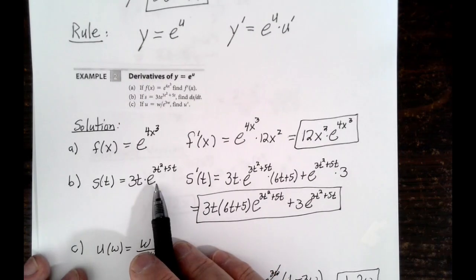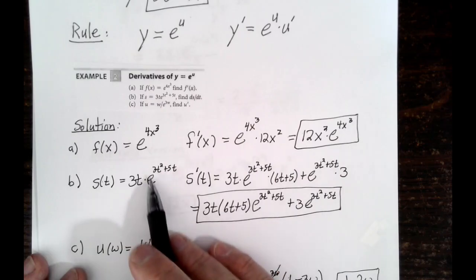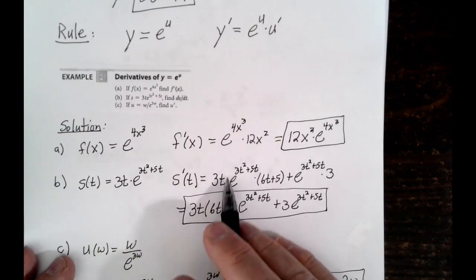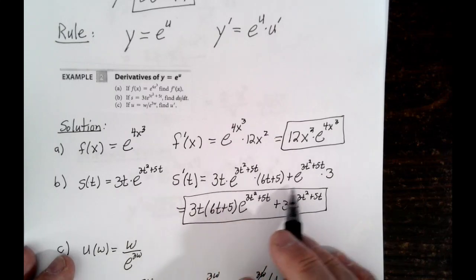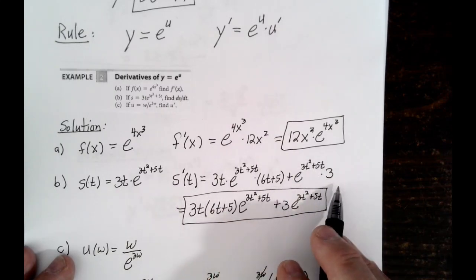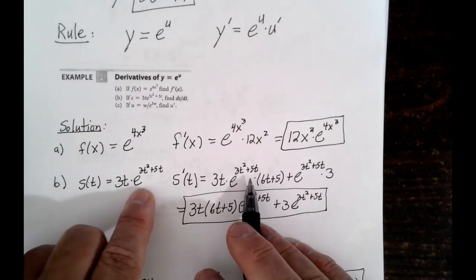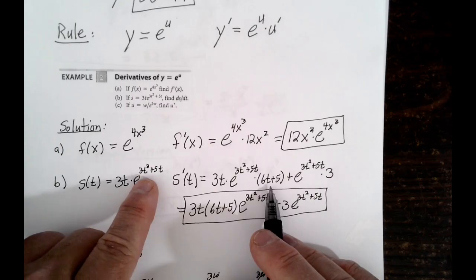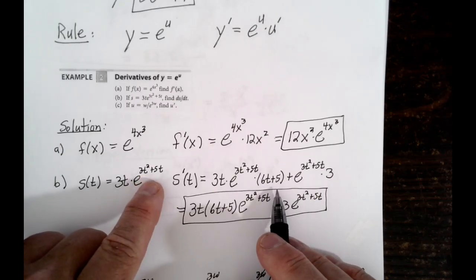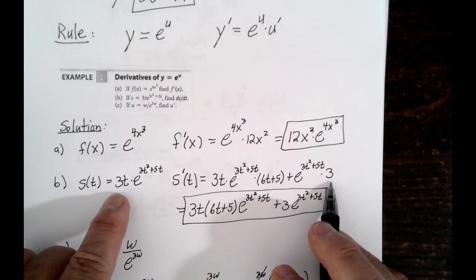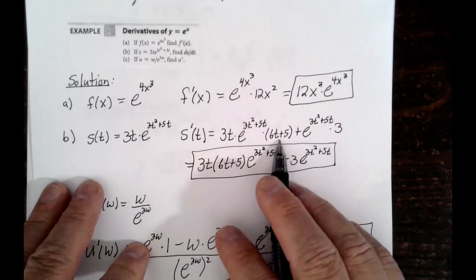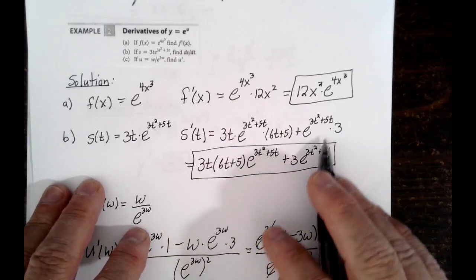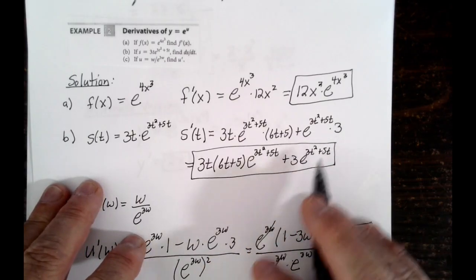When you have this guy, you've got a product rule because you've got 3t times e to the power of u. Okay, so you're going to use the product rule. So you've got the first guy untouched times the derivative of the second, plus the second guy untouched times the derivative of the first. Well, the derivative of the second guy is e to the u itself times the derivative of the exponent, which is 6t plus 5. And over here, the derivative of just the 3t is 3. So now you bring the 3t and the 6t plus 5 out front, and you follow with this guy, plus 3 times this guy raised to the power.